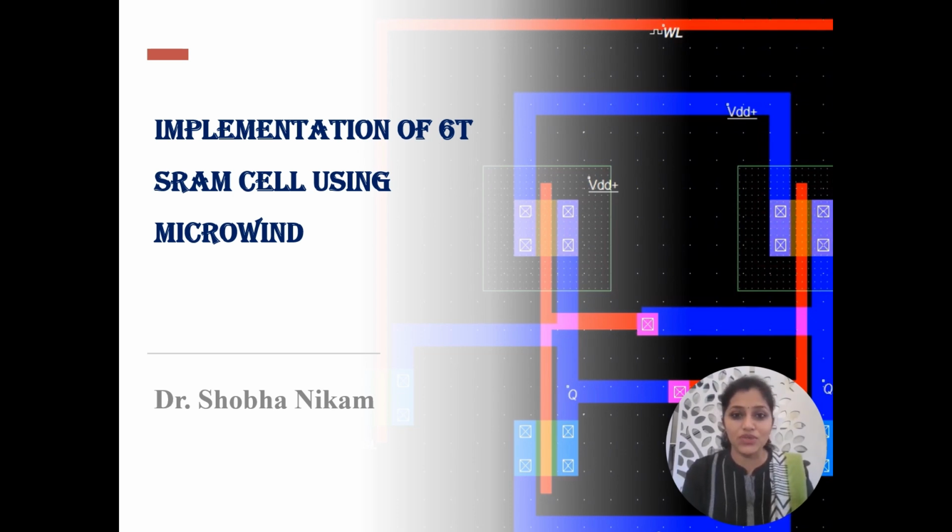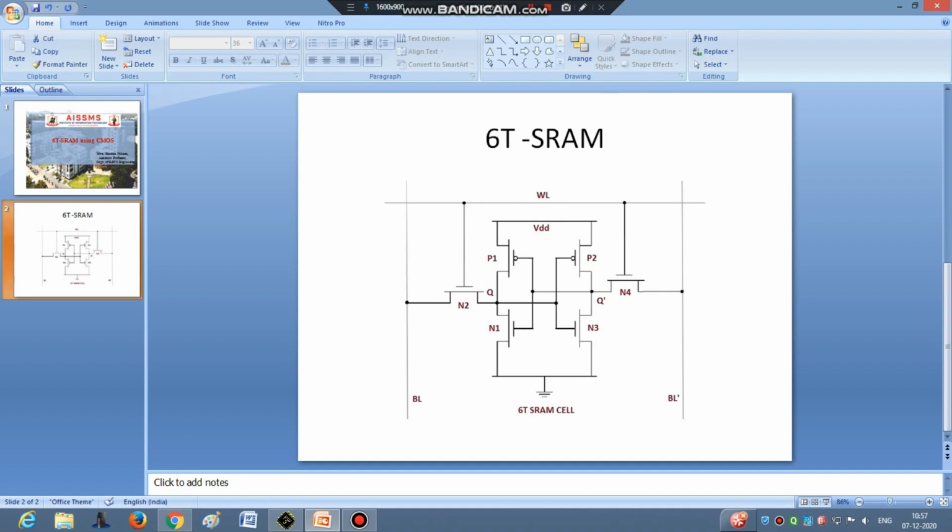In this video, I'll tell you how to implement a 6 transistor CMOS based SRAM cell using Microwind software. This is the schematic of a 6 transistor SRAM cell. It consists of two back-to-back connected inverters and word line WL, bit line BL and BL bar. A 6 transistor SRAM cell can store a single bit of data at a time.